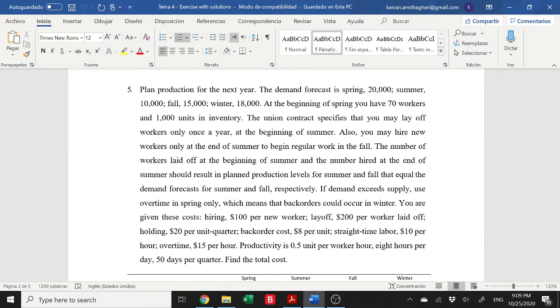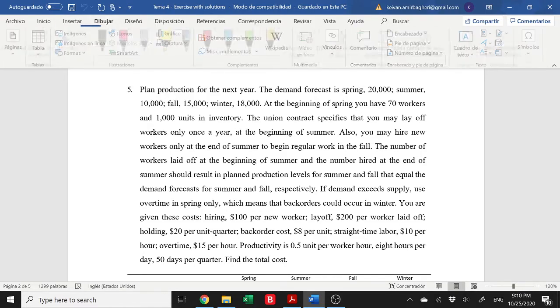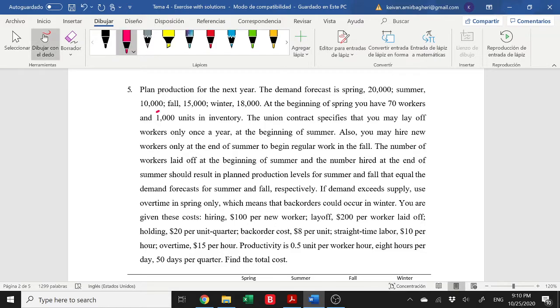So as you see, we should answer the level of the demand that we have for each of these seasons that you see in your exercise. So at the beginning of spring, you have 70 workers and 1,000 units in inventory. So what is the meaning of that? For example, as you see, the forecast for spring is 20,000, okay? And we already have 1,000 units of products, as you see here, 1,000 units of product in hand as an inventory.